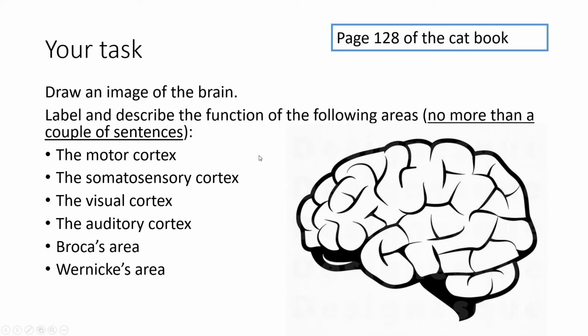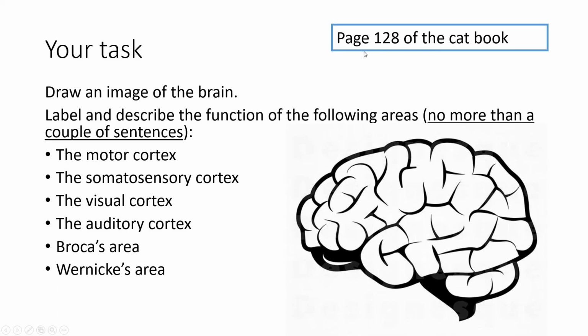The reason I'd like you to do that is because it's often come up in the exams where you've had to be able to identify the areas of the brain based on just a picture. So this will be very beneficial for you to have in your notes. Do keep in mind that Broca's area and Wernicke's area are only found on the left hemisphere of the brain, so you're going to have to draw it facing this way. This is the front of the brain here, this is the back.